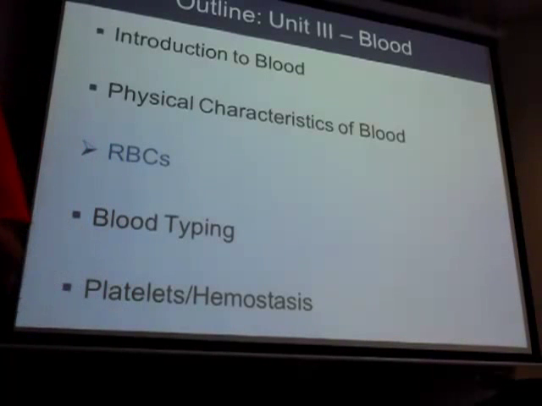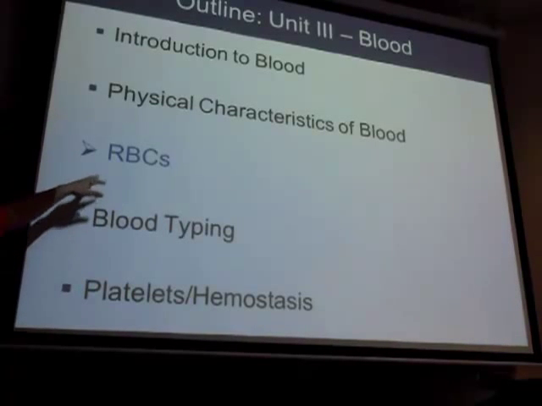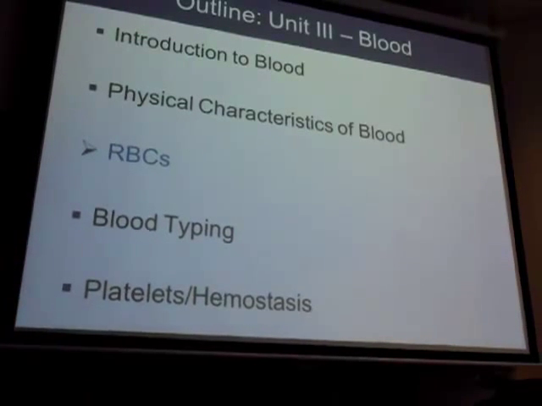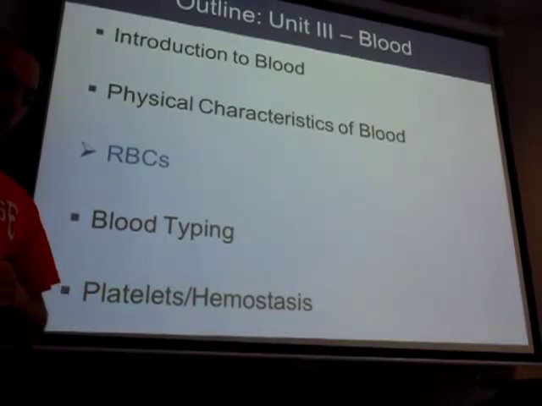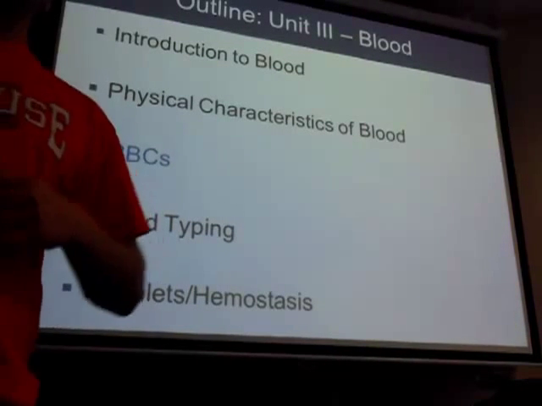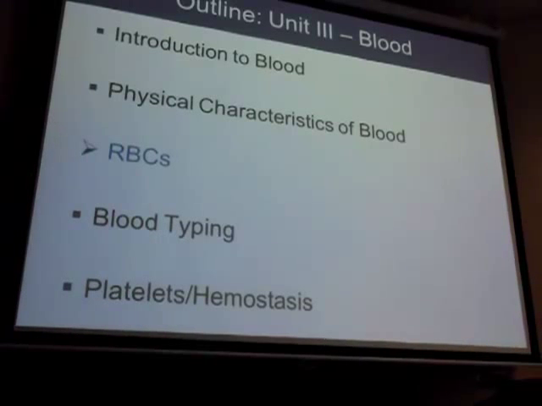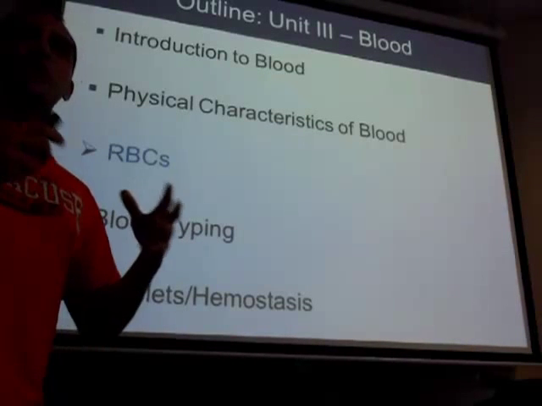How many types of formed elements are there? Three. We have the red blood cells. What's the proper name for the red blood cells? Erythrocytes. Then what's the other color? White blood cells called leukocytes. And then the other one would be platelets called thrombocytes. So those make up the formed elements.